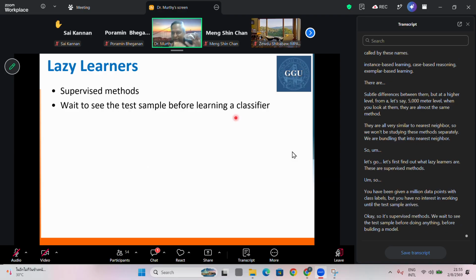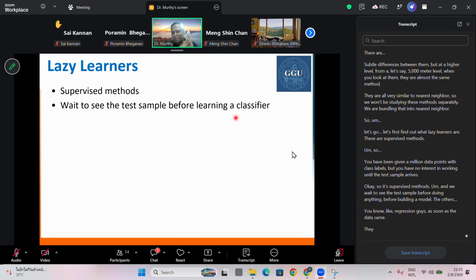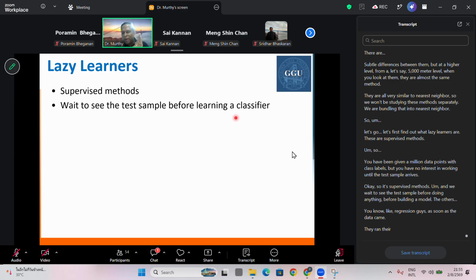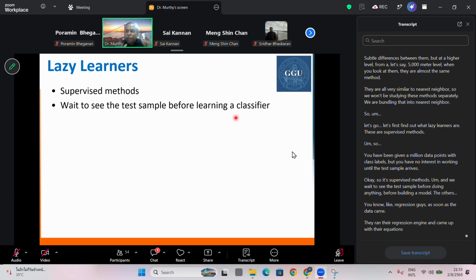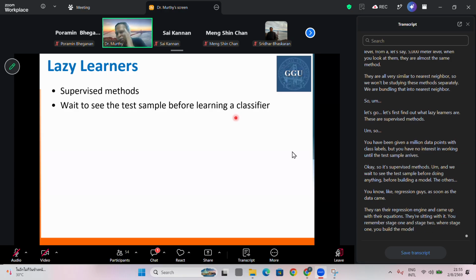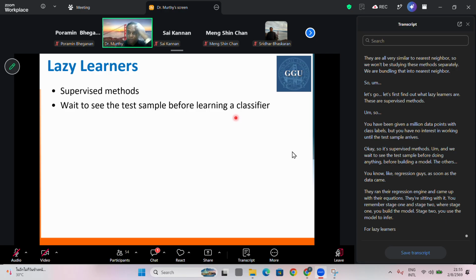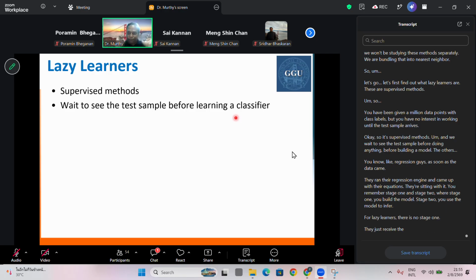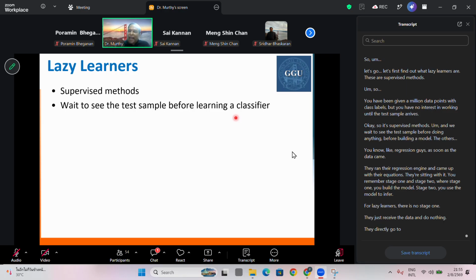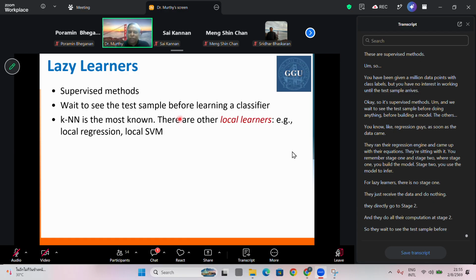The others, like regression guys, as soon as the data came, they ran their regression engine and came up with their equations. They're sitting with it. You remember stage 1 and stage 2, where in stage 1 you build the model. Stage 2, you use the model to infer. For lazy learners, there is no stage 1. They just receive the data and do nothing. They directly go to stage 2. And they do all their computation at stage 2. So they wait to see the test sample before learning anything.